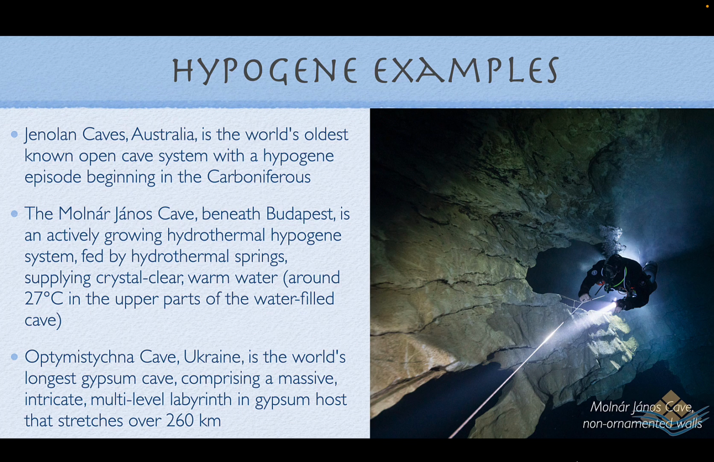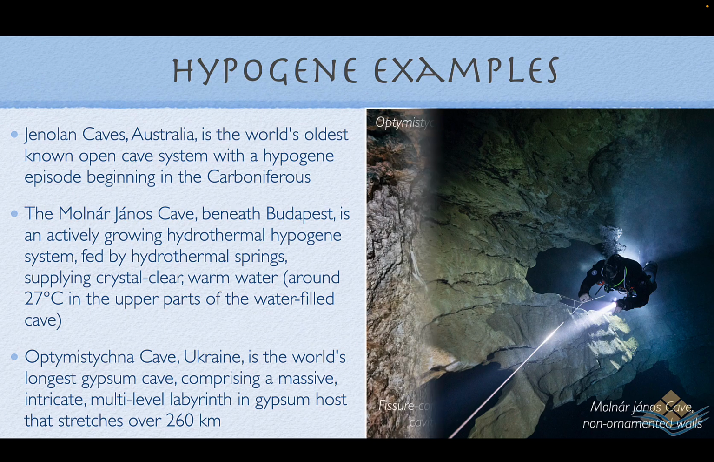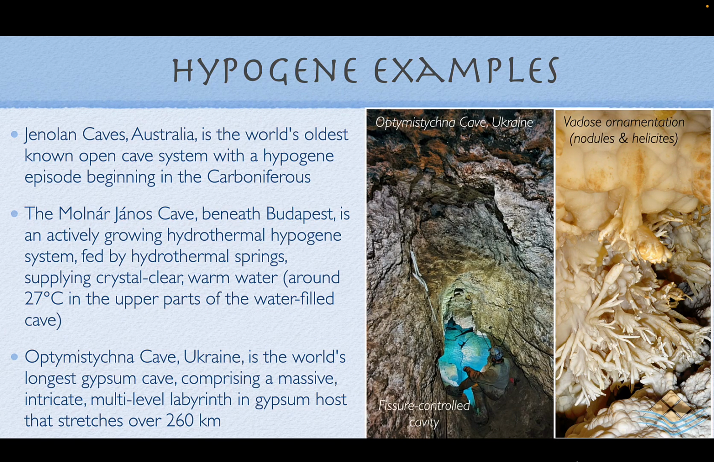You actually have hypogene systems forming not just in limestones, but also in gypsum. So in the Optimistic cave system of Ukraine, which is the world's largest, longest gypsum cave, we see a massive multi-level labyrinth in a gypsum host that stretches for more than 260 kilometres. We see that typical fissure-controlled cavity with the current water table off in the distance. Once we get these systems up into the vadose environment, we see gypsiferous nodules and helictites forming.